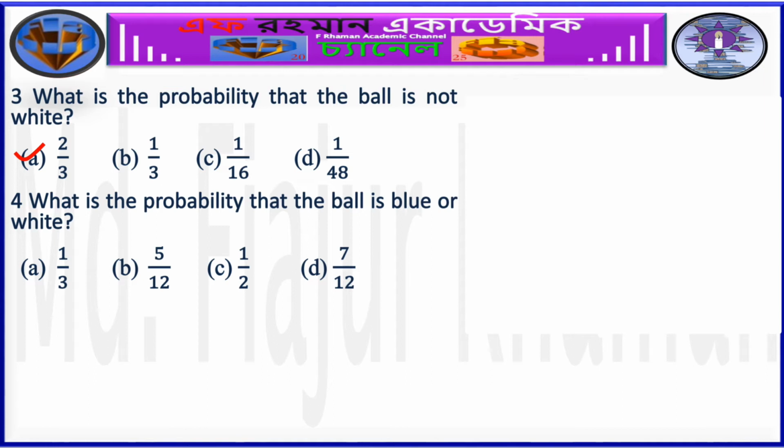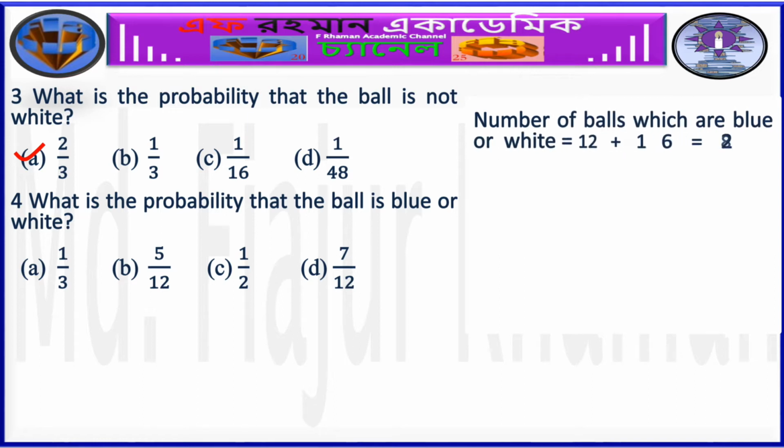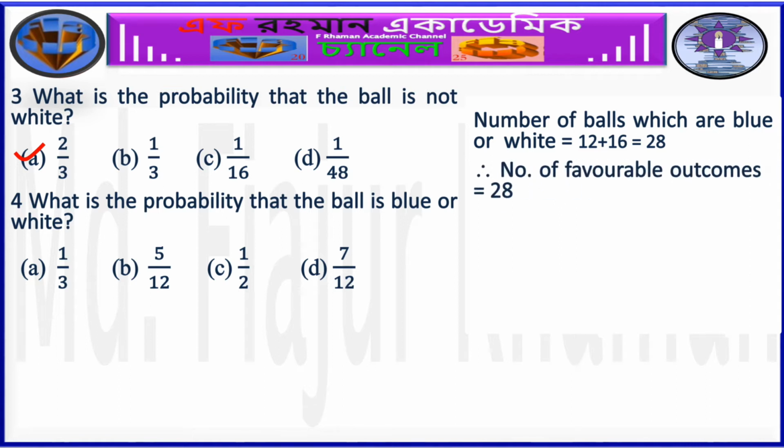MCQ 4. What is the probability that the ball is blue or white? Number of balls which are blue or white is equal to 12 plus 16 is equal to 28. Therefore, the number of favorable outcomes is equal to 28.